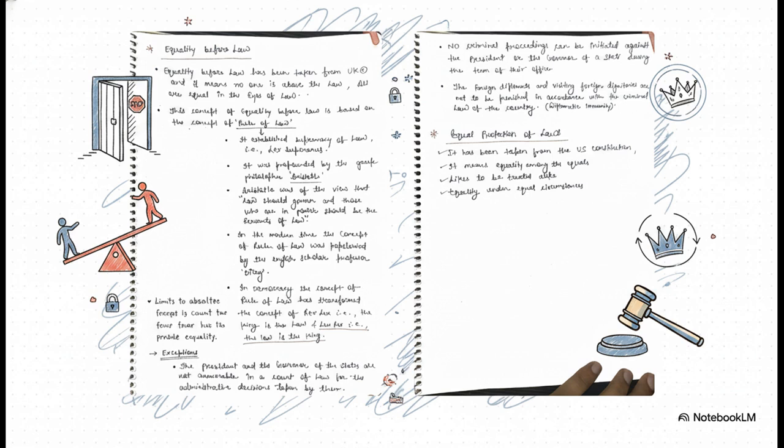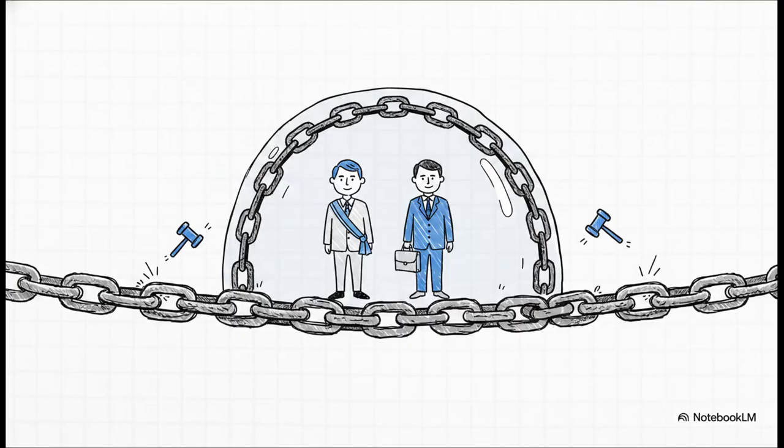If you look at the bottom of these notes on equality, there's a very explicit carved-out section labeled Exceptions. The framers of the Constitution were realists. They knew that to make the system function practically in the real world, there simply had to be carefully defined limits to absolute equality. So let's break down exactly who gets these exceptions according to the source material. First up, the President and the governors of states. They are not answerable in a court of law for their administrative decisions, and absolutely no criminal proceedings can be initiated against them during their term of office. Second, you have foreign diplomats and visiting foreign dignitaries. They cannot be punished under the country's criminal law thanks to diplomatic immunity.